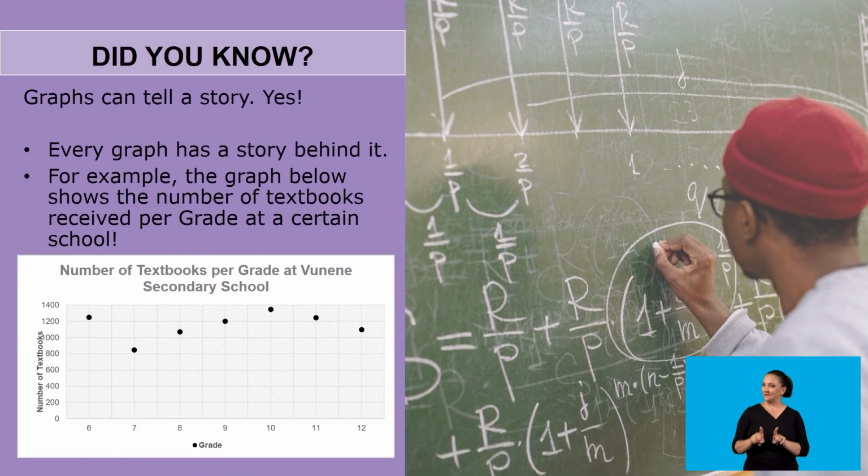Now let's start off our lesson with a did you know. Did you know that graphs can tell a story? Yes, every graph has a story behind it. For example, the graph below shows the number of textbooks received per grade at a certain school. Number of textbooks per grade at Bunene Secondary Schools. As we can see there, we have on the left-hand side the number of textbooks, and right at the bottom, horizontally there, we have the grades of that school. Isn't that an interesting fact?